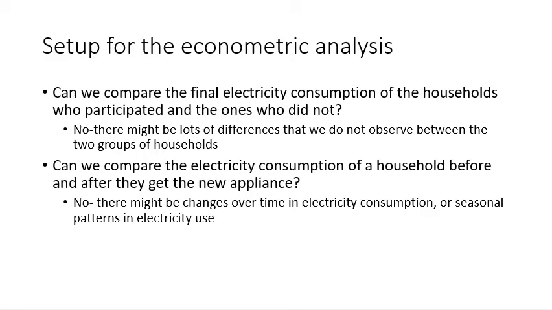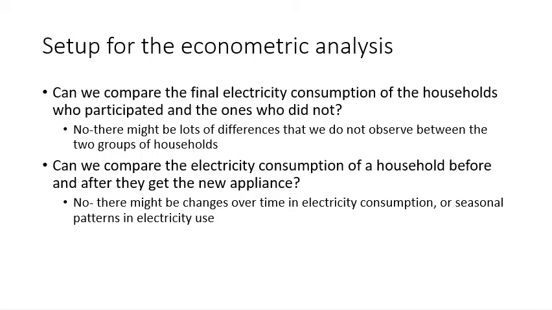The setup for the econometric analysis: if you've taken econometrics, especially in my course, you will know about omitted variable bias. And so this is what this slide is about. Can we compare the final electricity consumption of the households who participated and the ones who did not? Not necessarily. There might be lots of differences that we do not observe between the two groups of households, and we'll see a graph of that in a moment. And so we might need to find a special control group that looks more like the treated group.